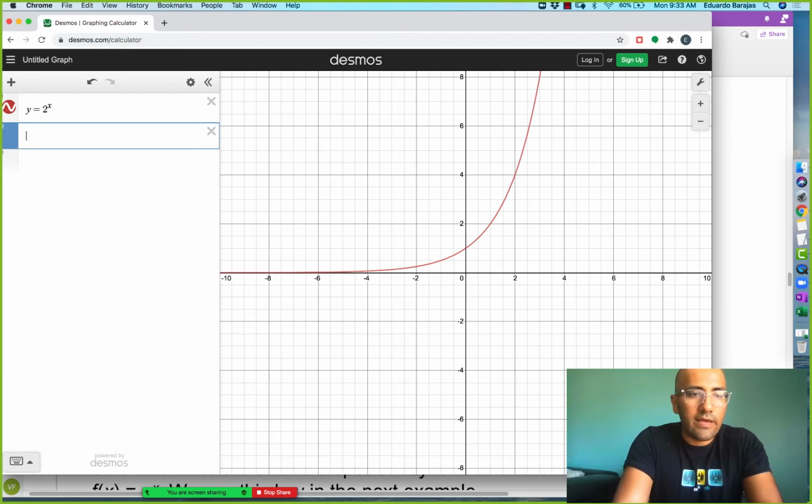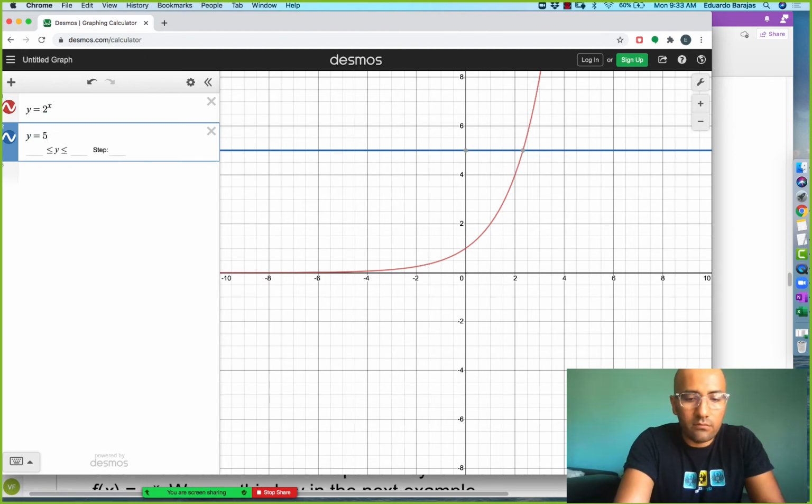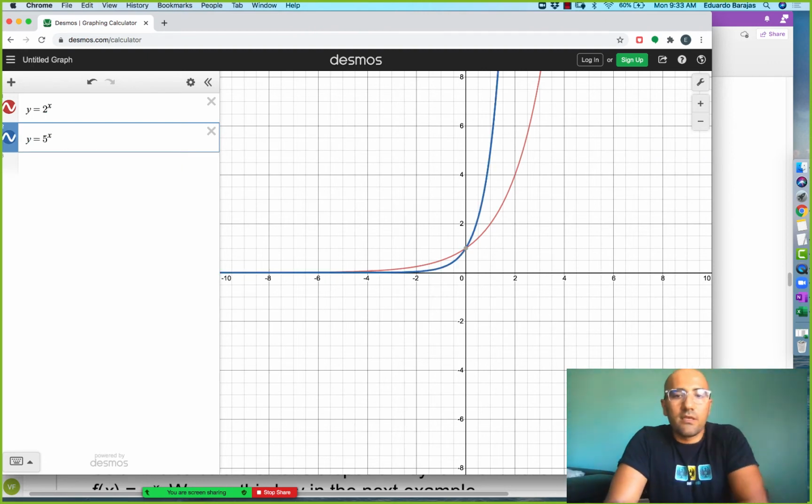Okay, so we saw that whenever y has a base that's bigger than 1, we're going to get this same shape. So if y was equal to, I don't know, how about 5 to the power of x, then it has the same sort of shape, except that for the positive numbers, it'll grow to infinity a little bit faster. And for negative numbers, it'll go towards 0 a little bit faster. So that's what happens with those base values.